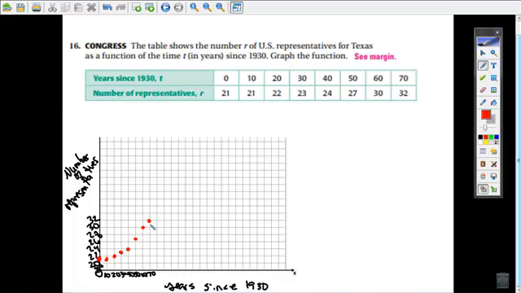They're not necessarily asking me any questions here. If they're asking me the trend of what seems to be happening, it does seem that as the years increase from 1930, the number of representatives also increase.